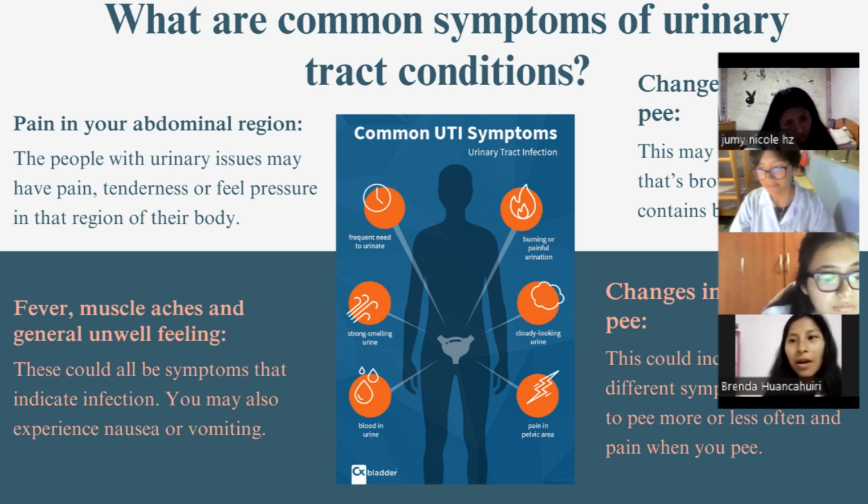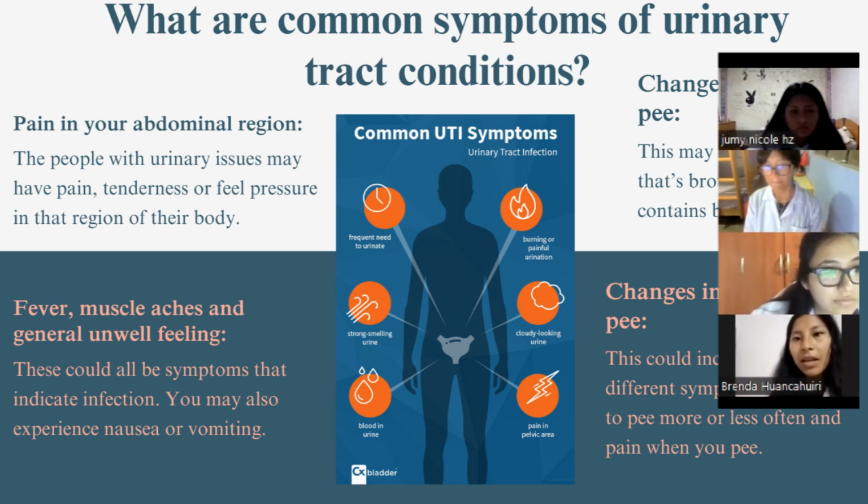Common symptoms of urinary tract conditions can include changes in urination frequency, pain during urination, and changes in the appearance of urine, such as being brown, cloudy, or containing blood. Additionally, individuals with urinary tract issues might experience abdominal pain, as the urinary organs are located in this region. Fever, muscle aches, a general feeling of being unwell, and symptoms like nausea or vomiting can also indicate an infection related to a urinary tract problem.